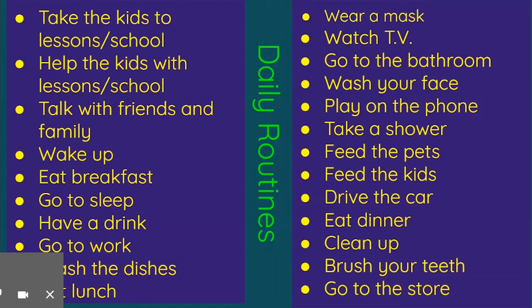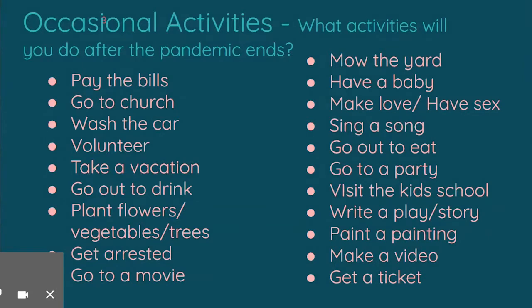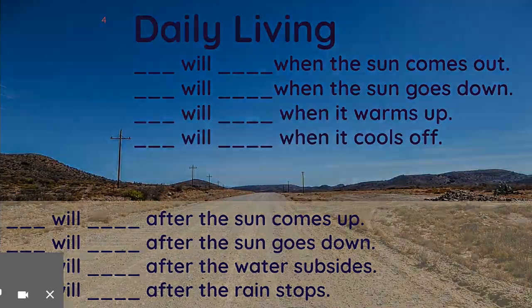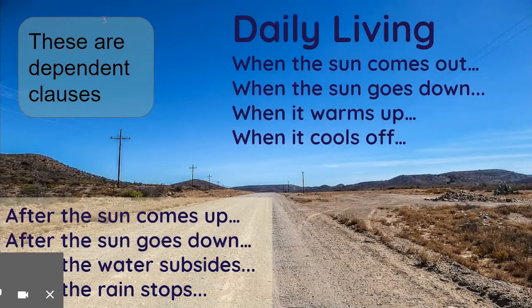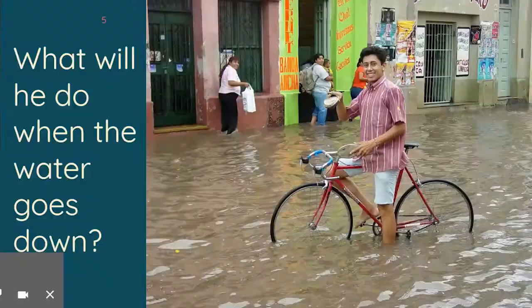So we have all of these things we do on a day-to-day basis that you might have been thinking about that the man on the bicycle was headed off to do. And we have some occasional activities you might have also been going off to do. So we can use those and some of these phrases to make complex sentences.